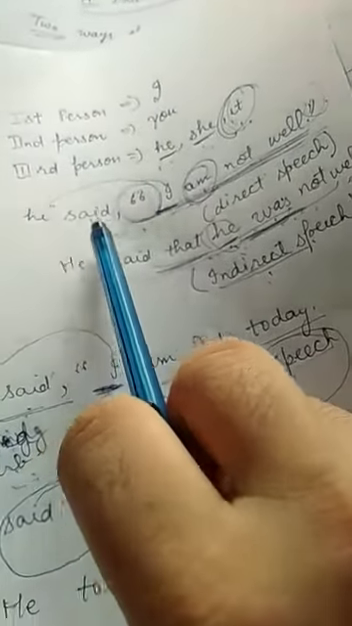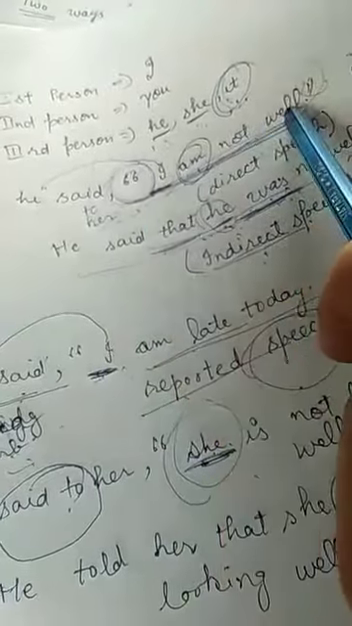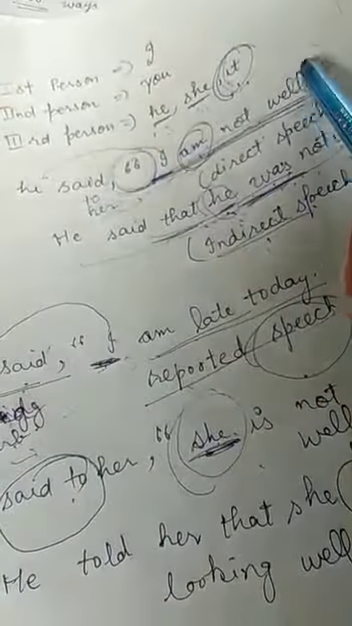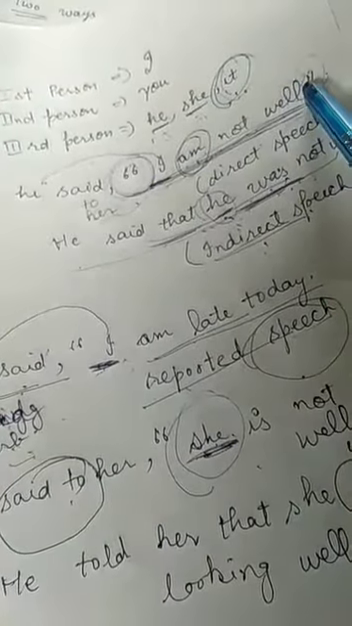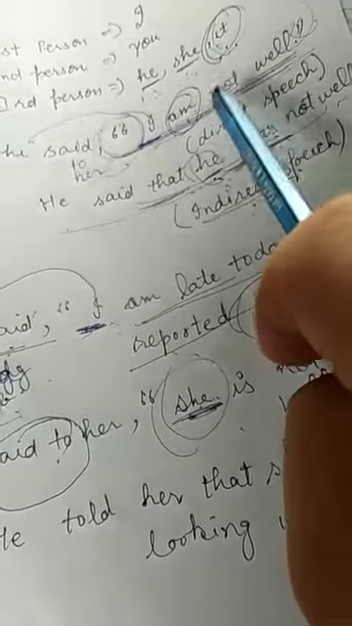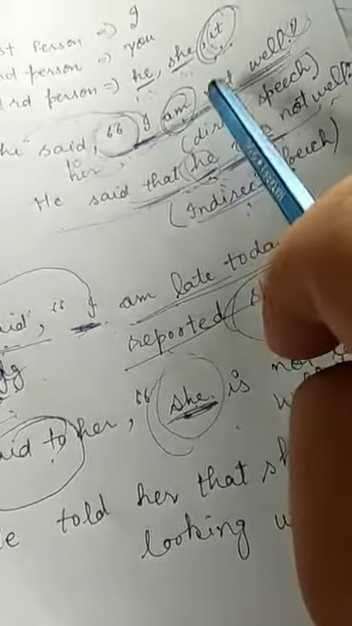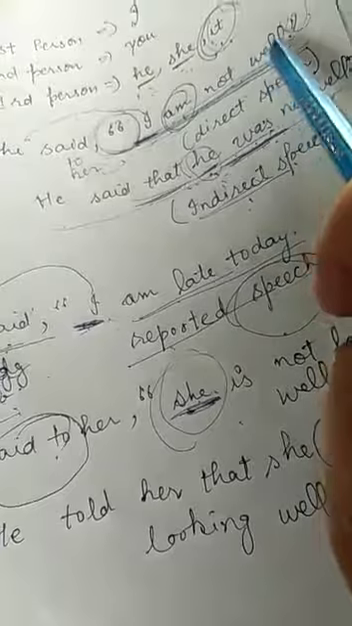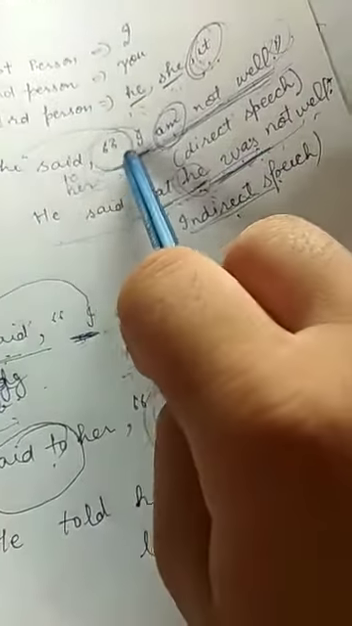For example, he said, "I am not well." So I have written this sentence inside inverted commas. I have used inverted commas because I'm writing the actual words of the speaker. So that's why I have used inverted commas.